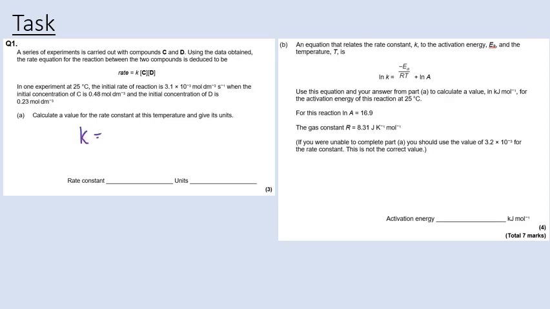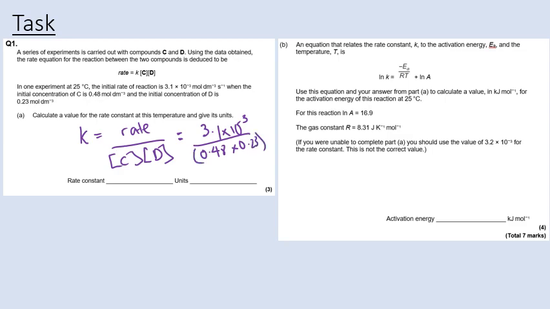So the rate constant K is equal to rate divided by concentration of C, concentration of D. This is from lesson 1, so this is using the rate equation. And we're given the initial rate of 3.1 times 10 to the -3. We're given the concentration of C as 0.48. We're given the concentration of D as 0.23. Put those into our calculator and we get a value of 2.8 times 10 to -2.